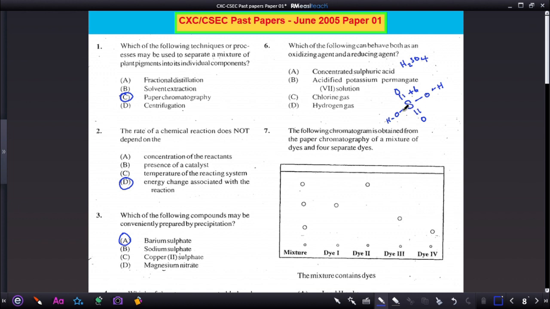Sulfuric acid is unable to reduce anything in this case because of the maximum oxidation number of sulfur, right? Sulfur can only gain electrons in this case, so it can only be an oxidizing agent. Okay, similar for the potassium permanganate.